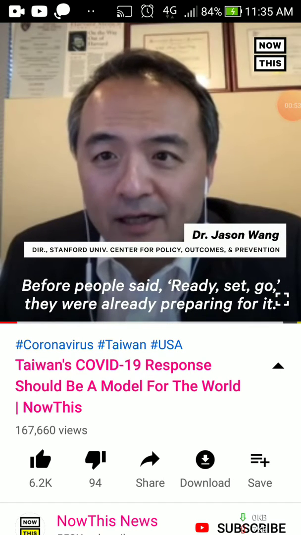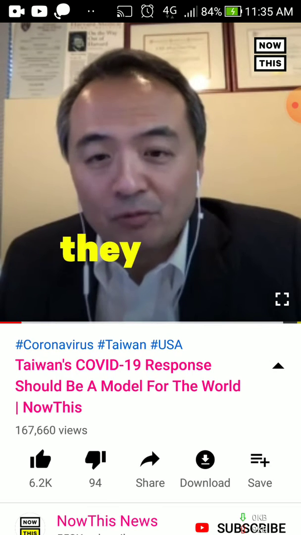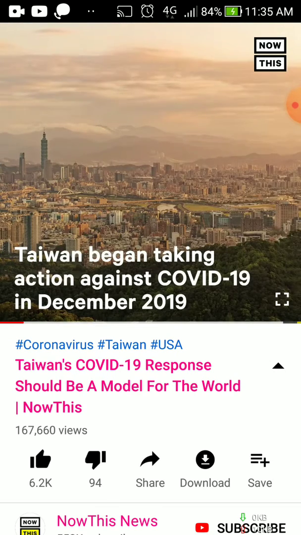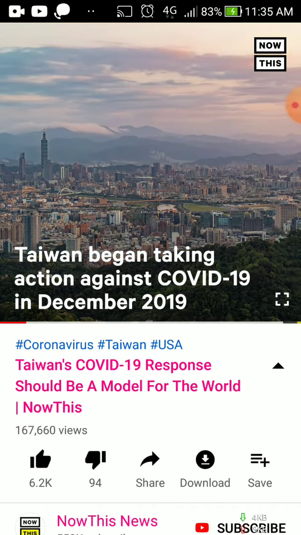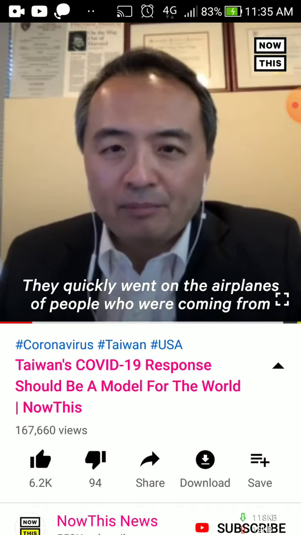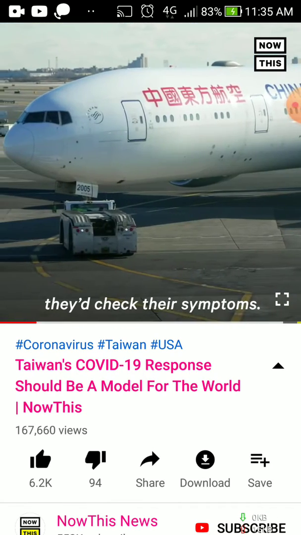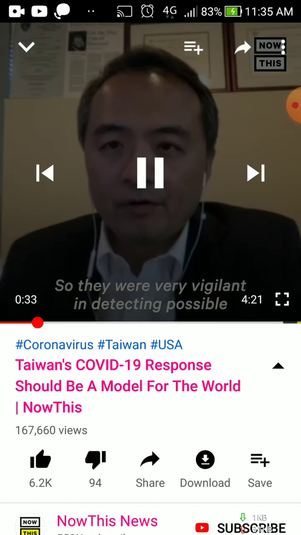Before people say ready, set, go, they were already preparing for it. So when people say go, they were running. They quickly went on the airplanes of people who were coming from Wuhan. Before they deplane, they checked their symptoms. So they were very vigilant in.